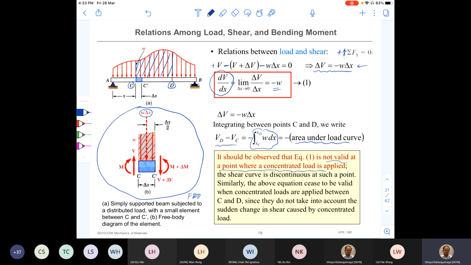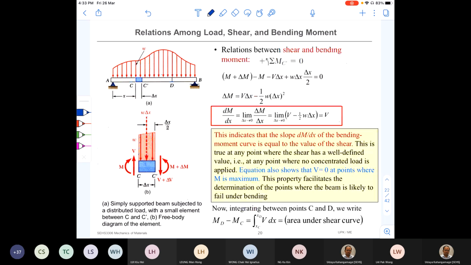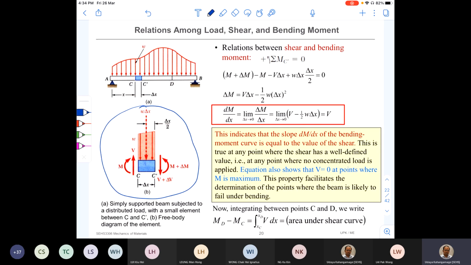Okay, right. So now we got a relationship between the load and the shear force. Then we'll look at the bending moment. So we can get the relationship for the bending moment by again using the same free body diagram. Now we are going to take the sum of moments about point C prime here. Okay, C prime.